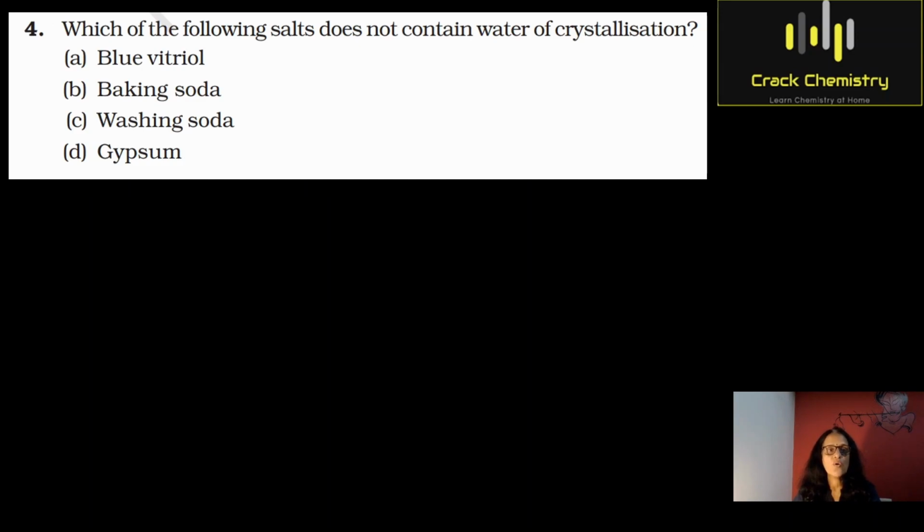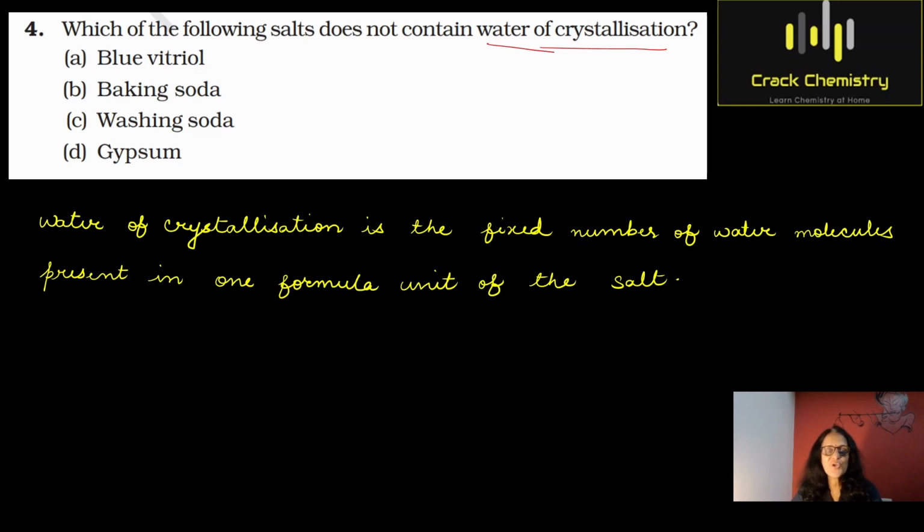Now the next question. Which of the following salts doesn't contain water of crystallization? Students, you have been given the options. First of all, we will see what we mean by water of crystallization. Students, water of crystallization is the fixed number of water molecules present in one formula unit of the salt. Now we will consider the formulas of the given salts one by one.